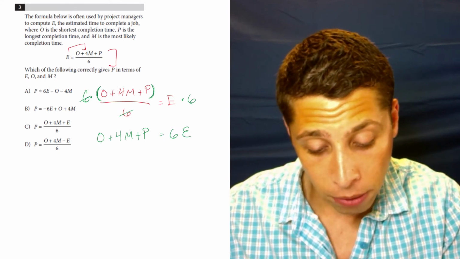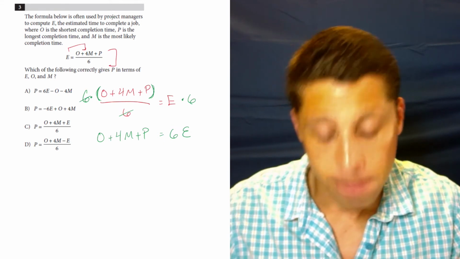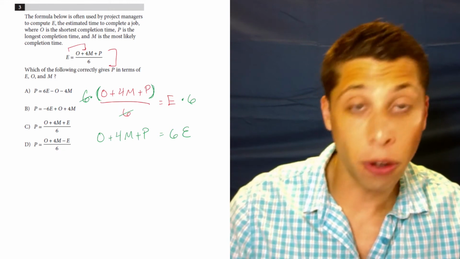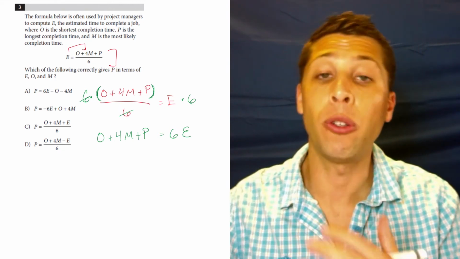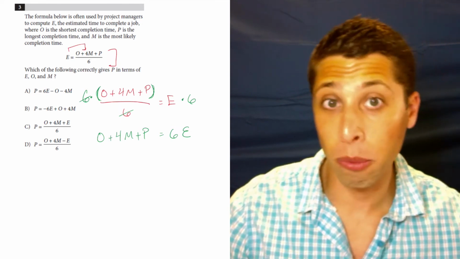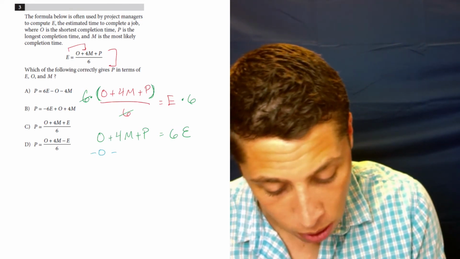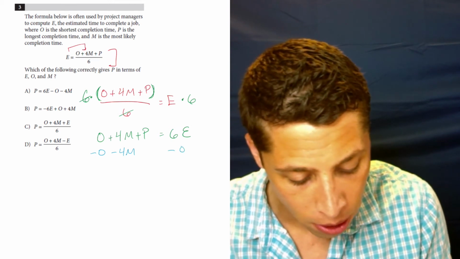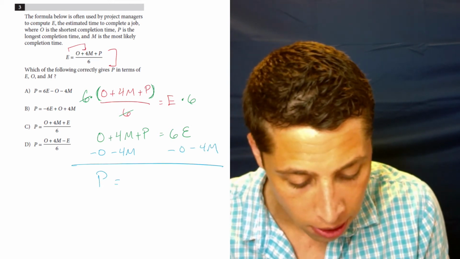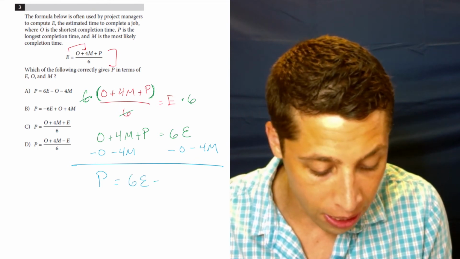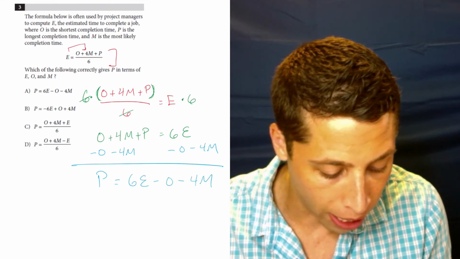And now it's just a matter of simple subtraction, right? So how are these other terms attached to the P? They're attached through addition. So we do the opposite, which is subtraction, to move them over. So we subtract O, we subtract 4M. We've got to do it from both sides. And that leaves us with P equals 6E minus O minus 4M.